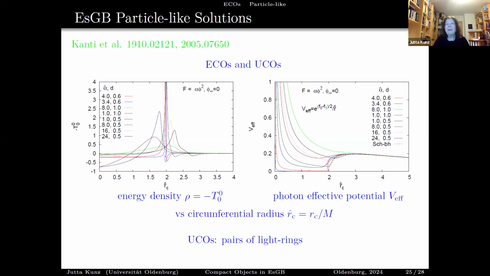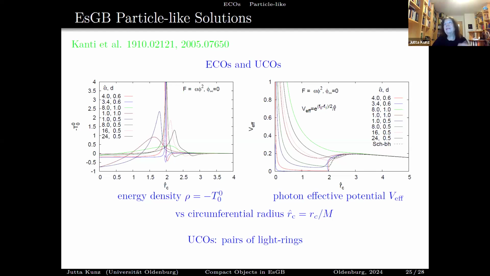These exotic compact objects are sometimes also ultra compact objects, meaning they have light rings, UCOs. And here we have the energy density, and the energy density, depending on parameters, then can be very localized, like a shell. All the energy density is sitting in a shell, a spherical shell around the origin. And here next to it, you see the photon effective potential.